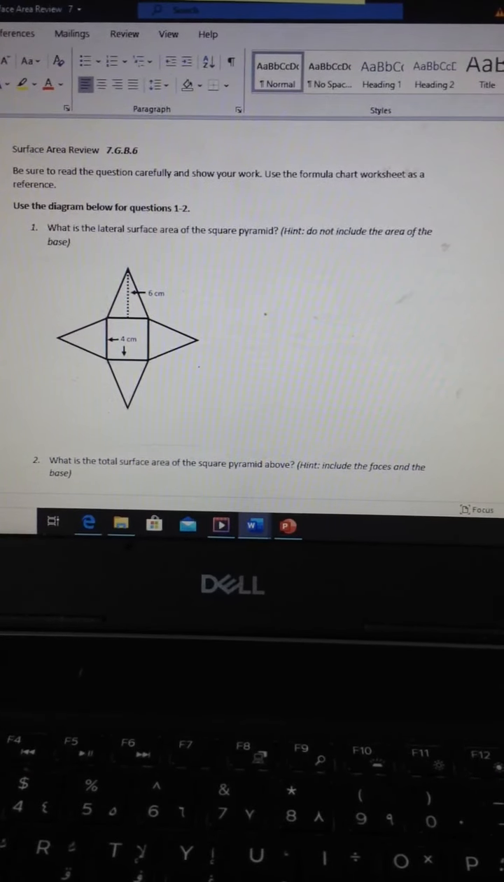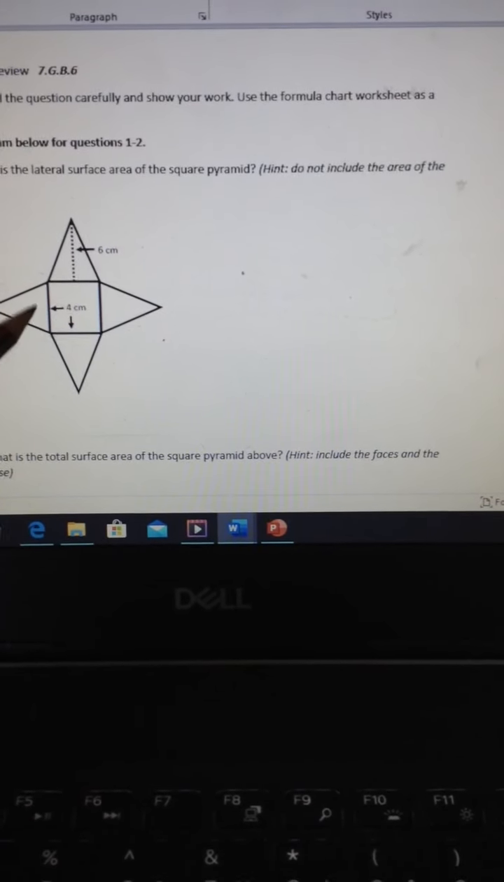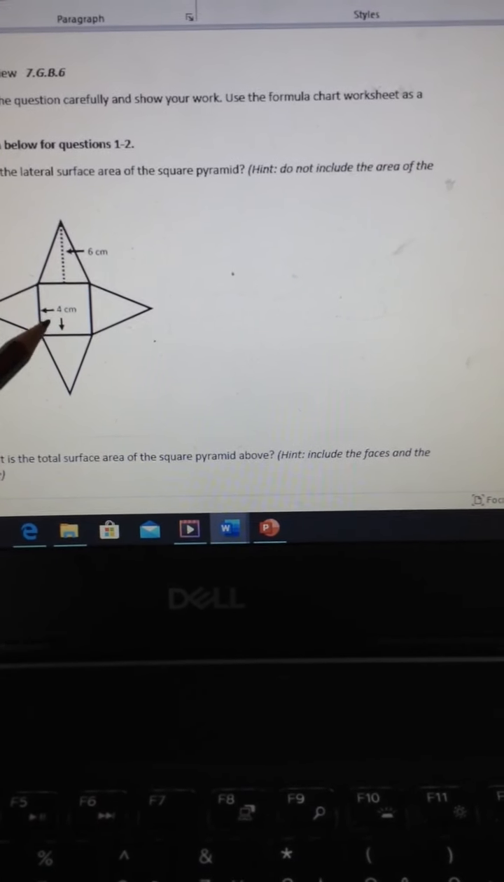Okay, so what is the lateral surface area of the square pyramid? Hint, do not include the area of the base. So for this problem, we need to find the lateral surface area, meaning we need to find the area of the triangles and not the base. The base here is the square. So I would like you to show your work.